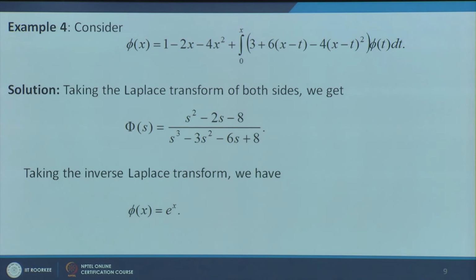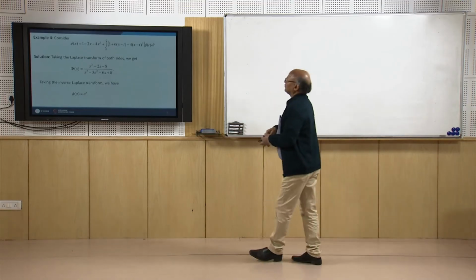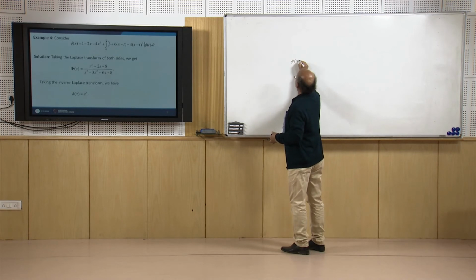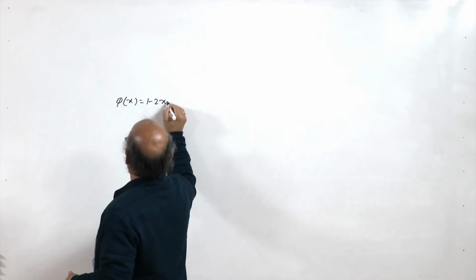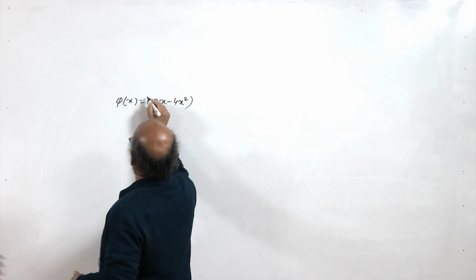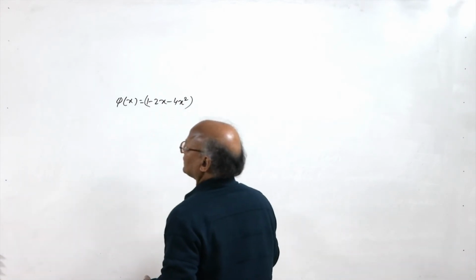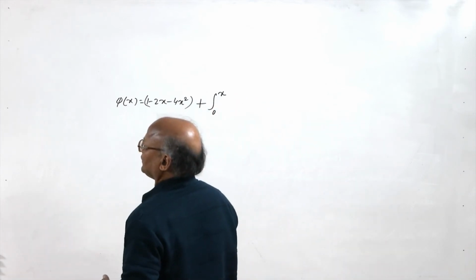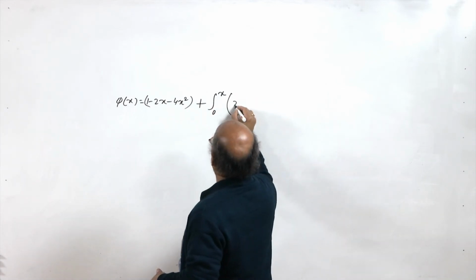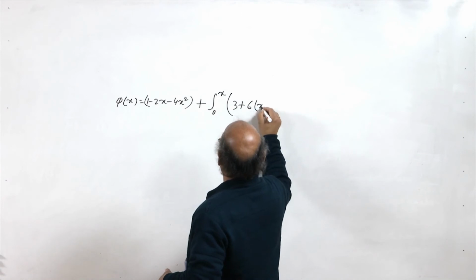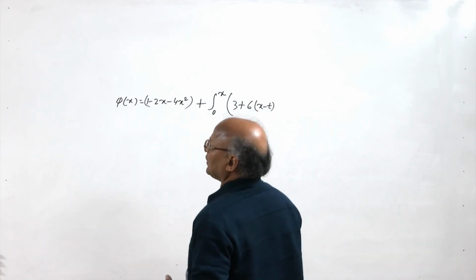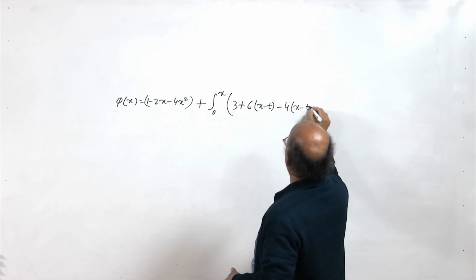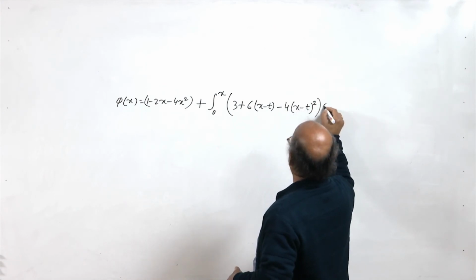This is a problem which let us do here. So phi x is equal to 1 minus 2x minus 4x square plus integral 0 to x of 3 plus 6(x minus t) minus 4(x minus t) whole square into phi t dt.